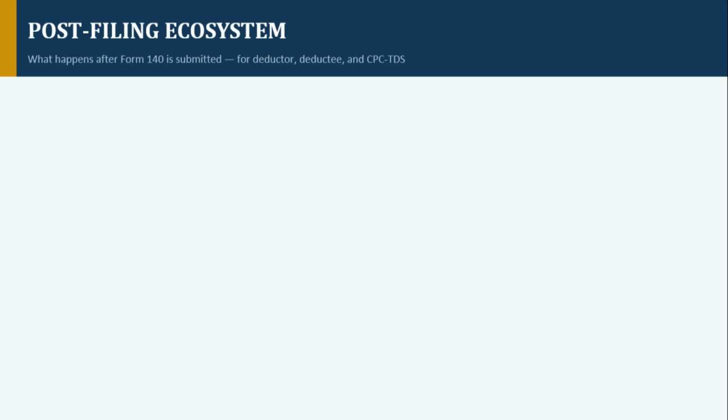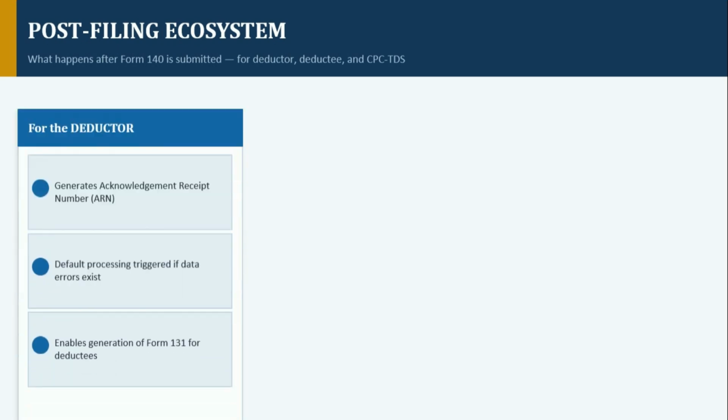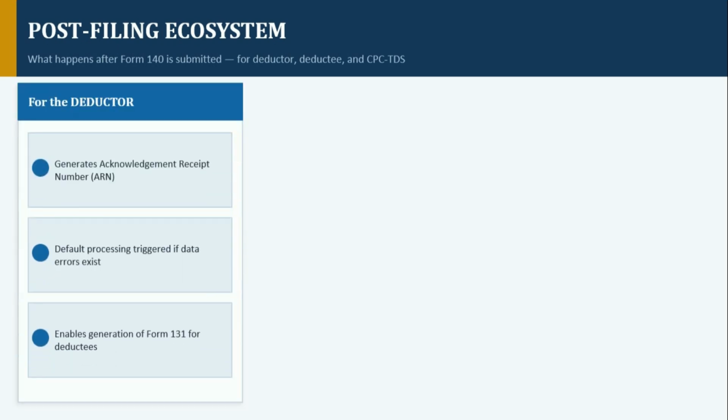Once Form 140 is submitted, the post-filing process begins across the entire TDS ecosystem. For the Deductor, the filing generates an Acknowledgement Receipt Number, or ARN, confirming successful submission. If any mismatch or incorrect reporting exists, the system may trigger default processing during verification. The filed return also enables generation of Form 131 certificates for deductees.